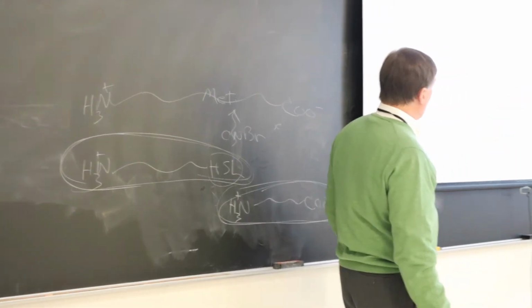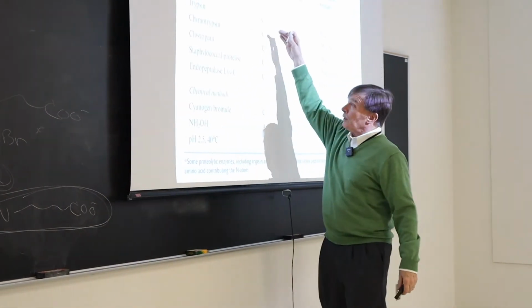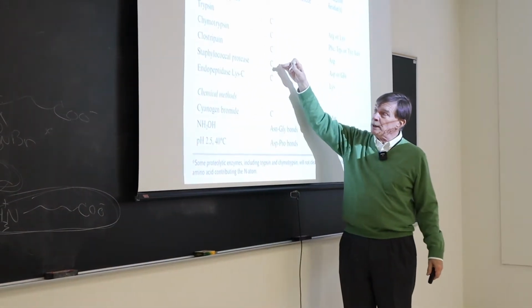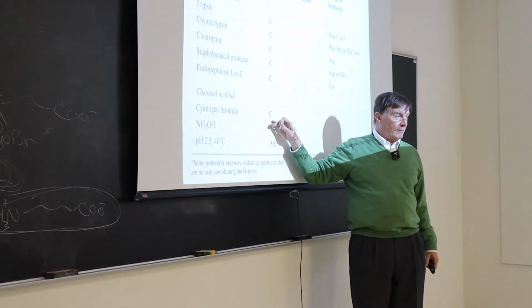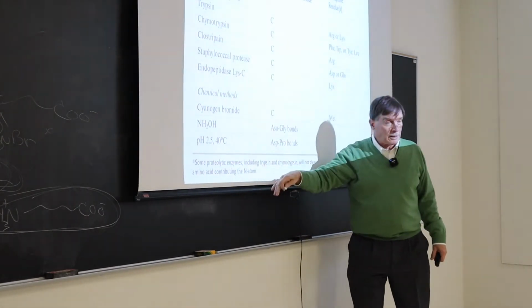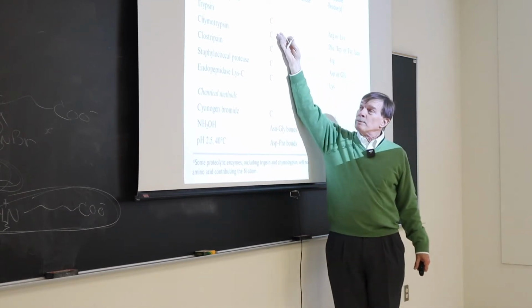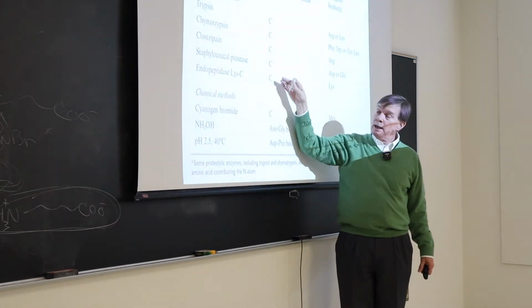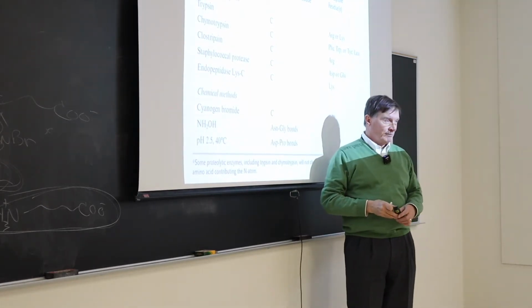Okay, onward. Back to this table again. Now we've covered everything you need to know. We've talked about trypsin, chymotrypsin, clostripain, staphylococcal protease, and CNBr, okay? So don't memorize that chart. Don't memorize the table, but know what trypsin does, what chymotrypsin does, and so on, and also what cyanogen bromide does. How's that? Is that pretty good?